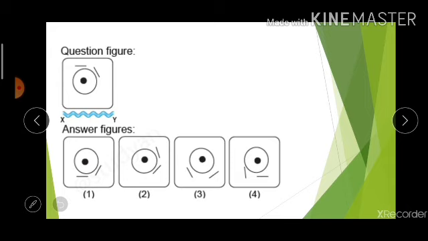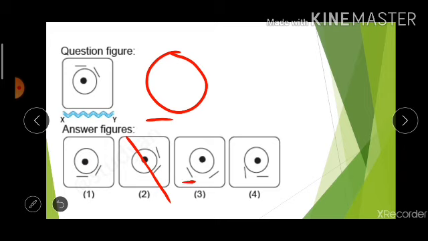Now in this figure as you can see all the answer figures have a circle, which is okay with me. In the question figure as you can see there is a line at the top left. So you want a line at the bottom left in the answer figure. Option A is okay, option B is eliminated. In option C you don't have a horizontal line at the left hand side corner. Therefore this is eliminated. Option 4 is also eliminated. The only answer remaining with you is option 1.